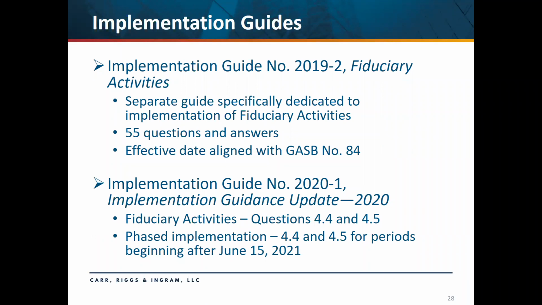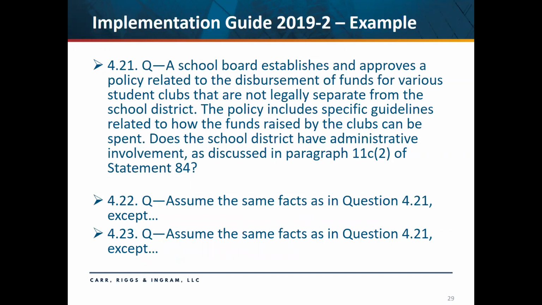And on this next slide here, we'll just have an example of what these look like. So this is out of the 2019 guide. So 4.21, the question is basically, the school board establishes and approves a policy related to disbursement of funds for various student clubs. They're not legally separate from the school district. The policy includes specific guidelines related to how the funds raised by the clubs can be spent. Does the district have administrative involvement?